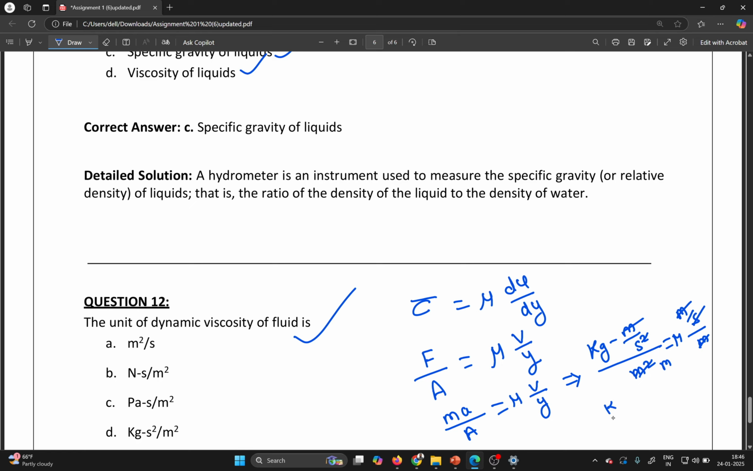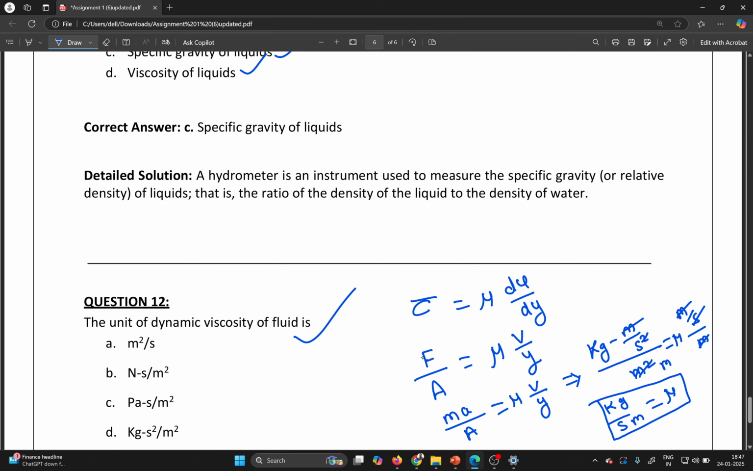So kg by second, here meter. So this is the dimension of the unit of your dynamic viscosity in terms of kg. But here you can also check, in terms of kg your answer is not matching with this, so it is not correct for kg.